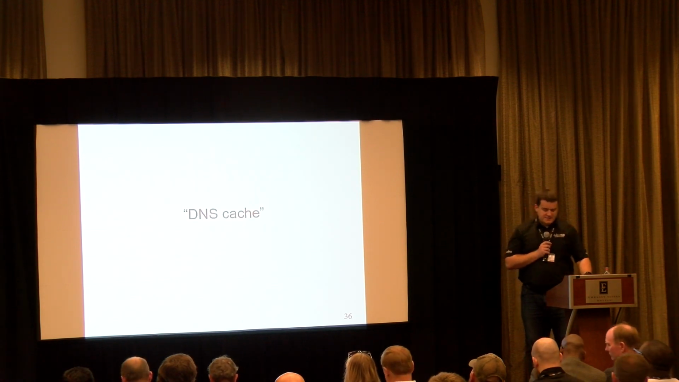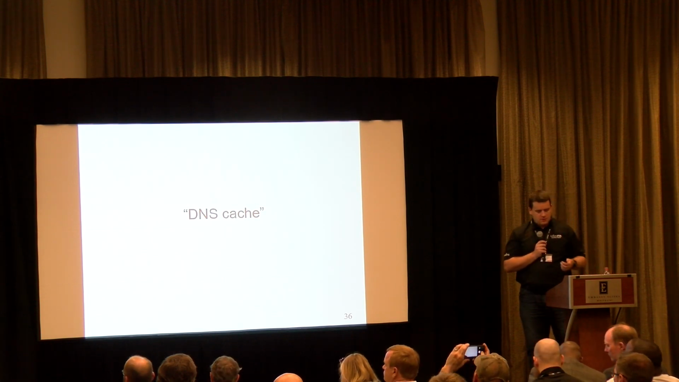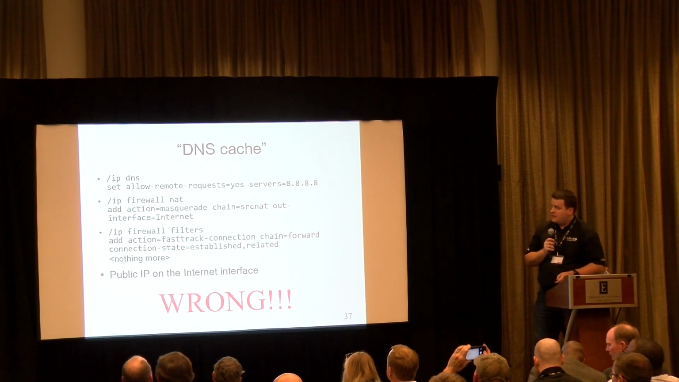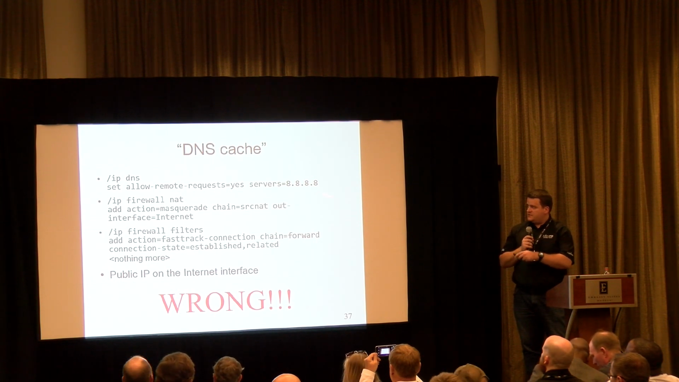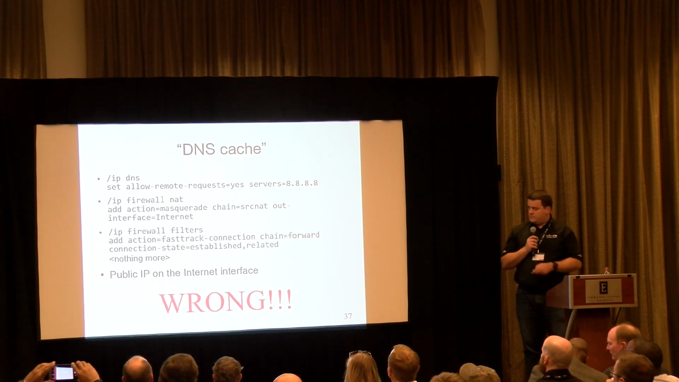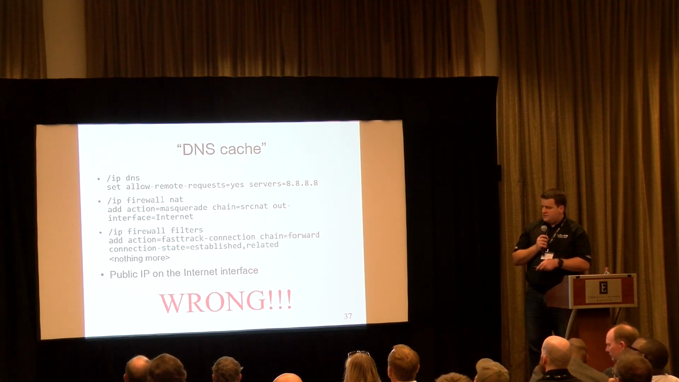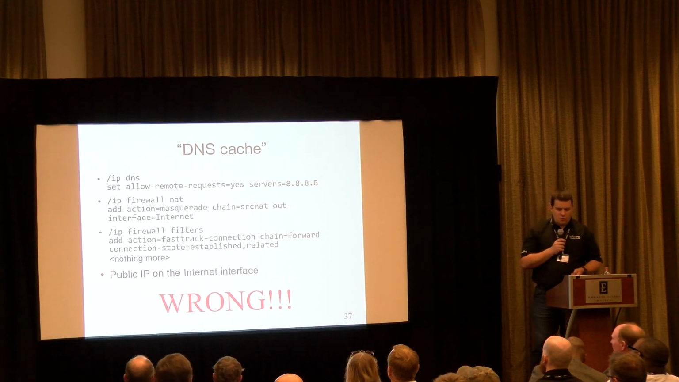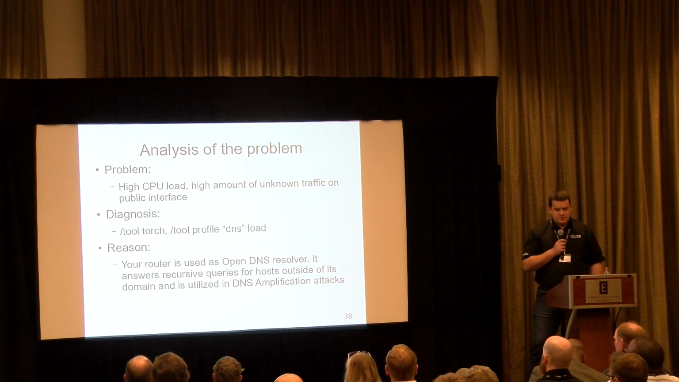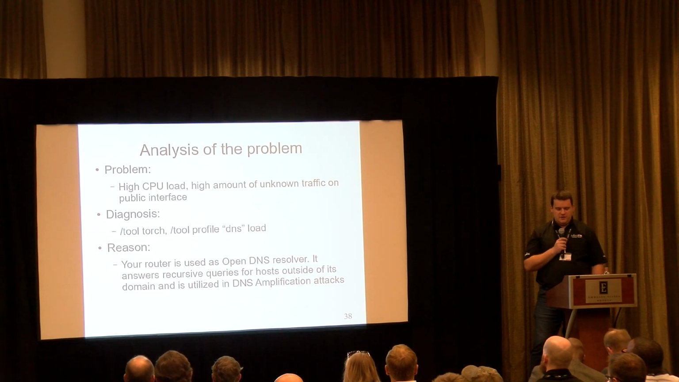Next problem, DNS cache. We have this setup here. We have typical IP DNS with allow remote requests yes, pointing to the Google server. We have Masquerade. We have FastTrack connection. We have a public IP on the internet interface, and no firewall. And this is wrong. Problem: you have high CPU load and a high amount of unknown traffic on the public interface.